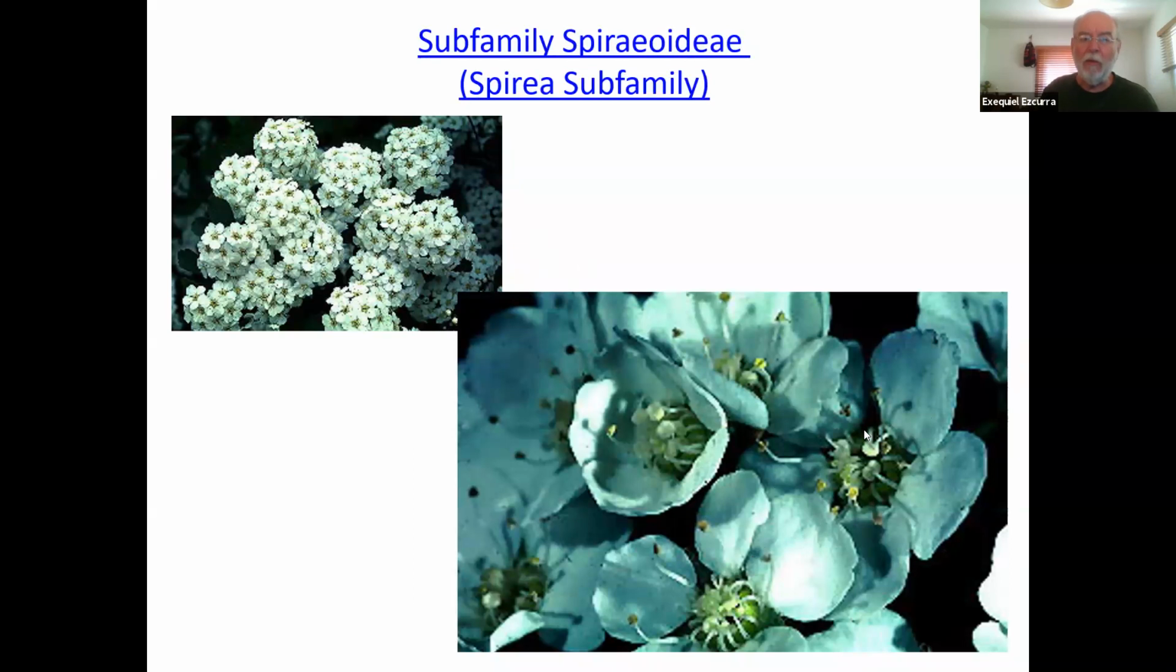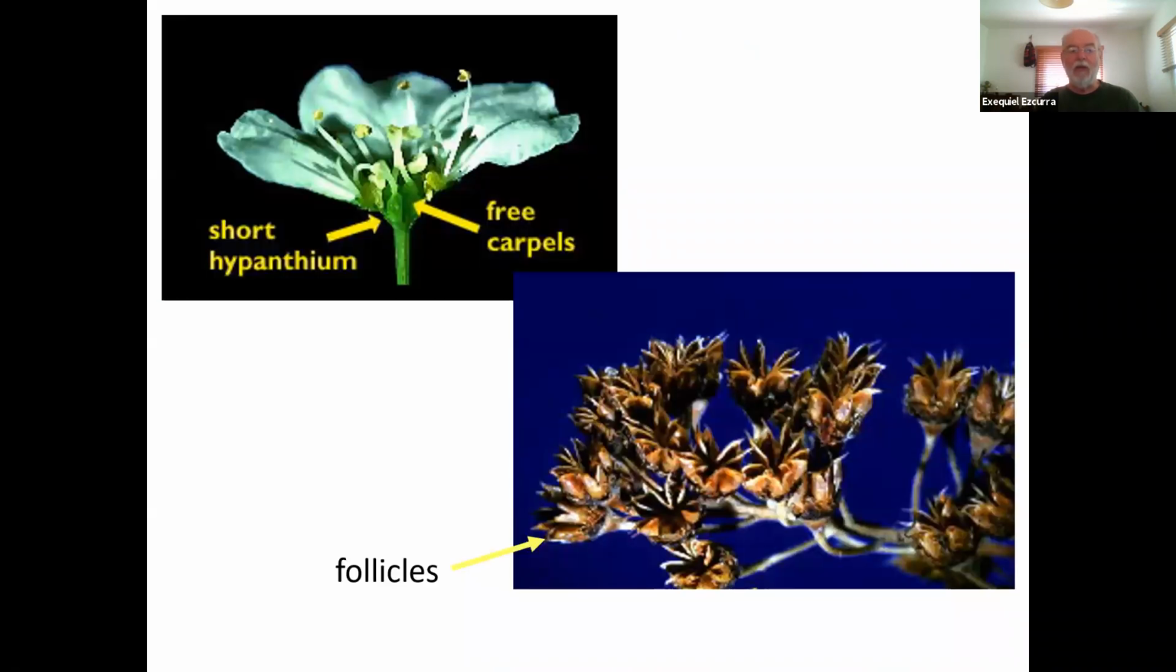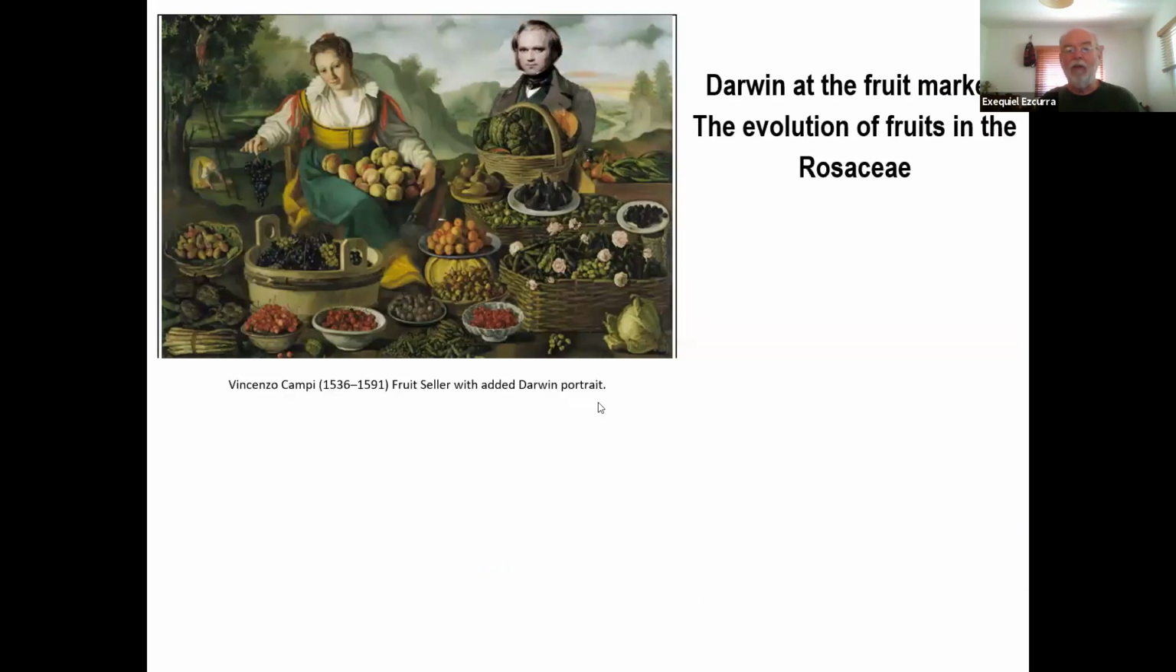The main trait of the Spiroideae is that the fruits do not become fleshy. None of the members of this family depend on fruit dispersers for the dispersal of the fruits. The carpels, if there are many that are normally free, will become dry follicles. Remember, a follicle is a capsule made by a single carpel, and the seeds will fly from the follicles.